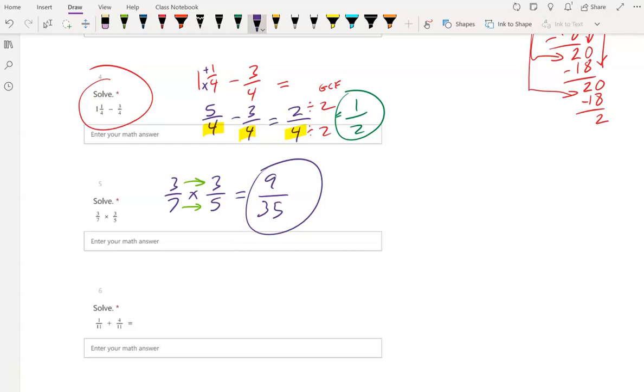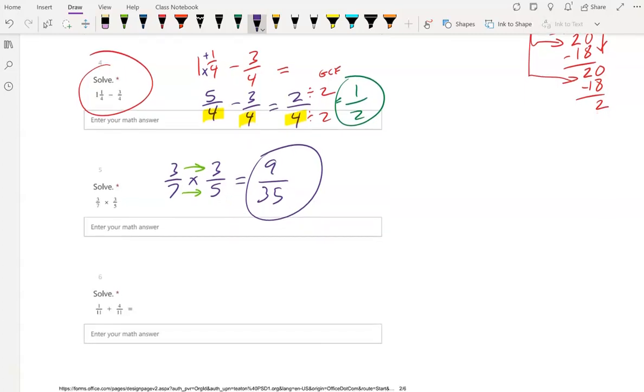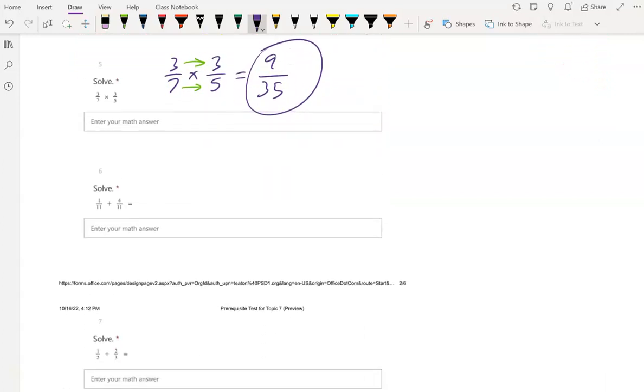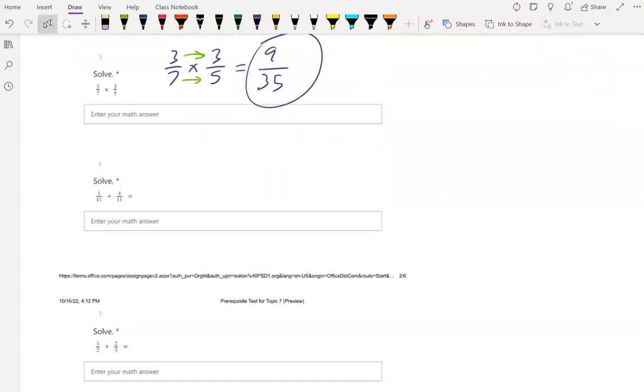All right? Well, number 4 was about subtracting a fraction from a mixed number that had the same denominator. Number 6 is about adding fractions that have the same denominator. Most people got this one right, but just for those who may not have, as long as your denominators are the same, as long as the number on the bottom is the same, you don't have to do anything except just add the numerators.